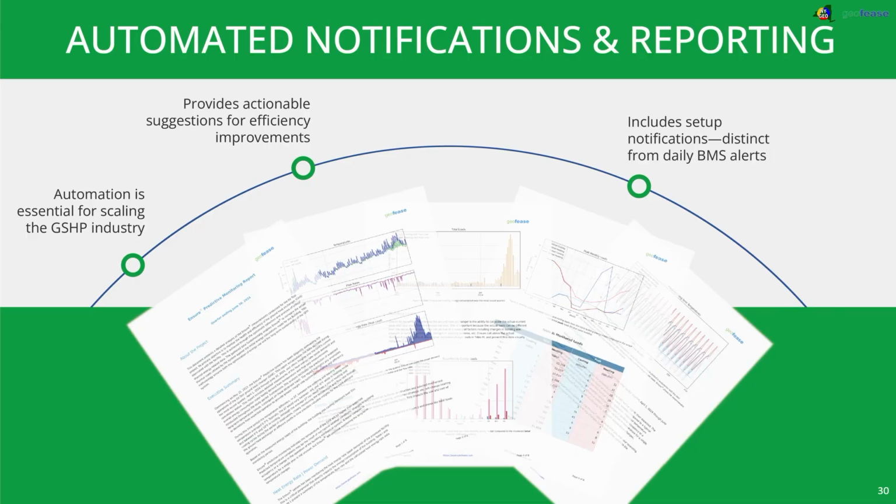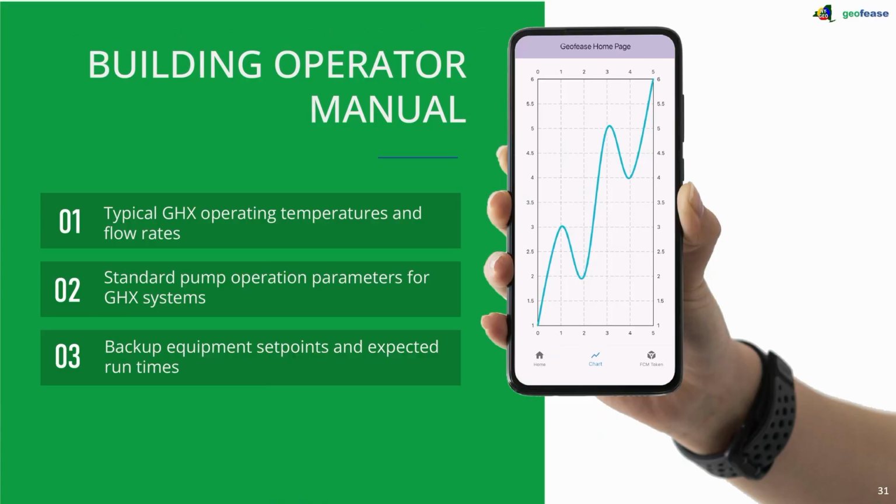And then lastly, building operator manual. This is probably the biggest thing that we've seen lacking. So what are some typical ground heat exchanger operating temperatures and flow rates that the designer has intended? What are the backup equipment set points and expected run times, right? How often should that building operator know to run that backup equipment? And then standard pump operation parameters for ground heat exchanger systems.